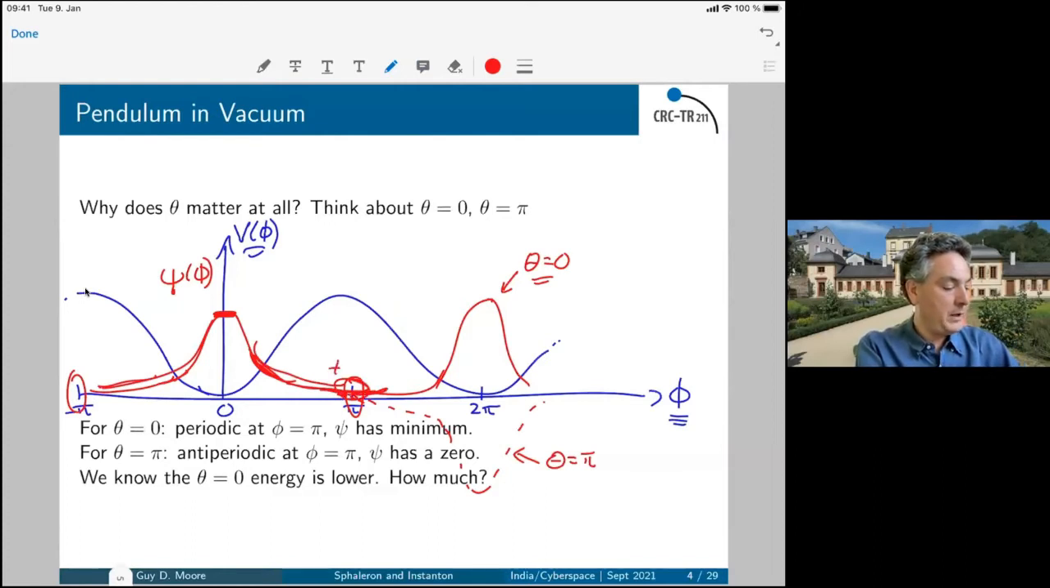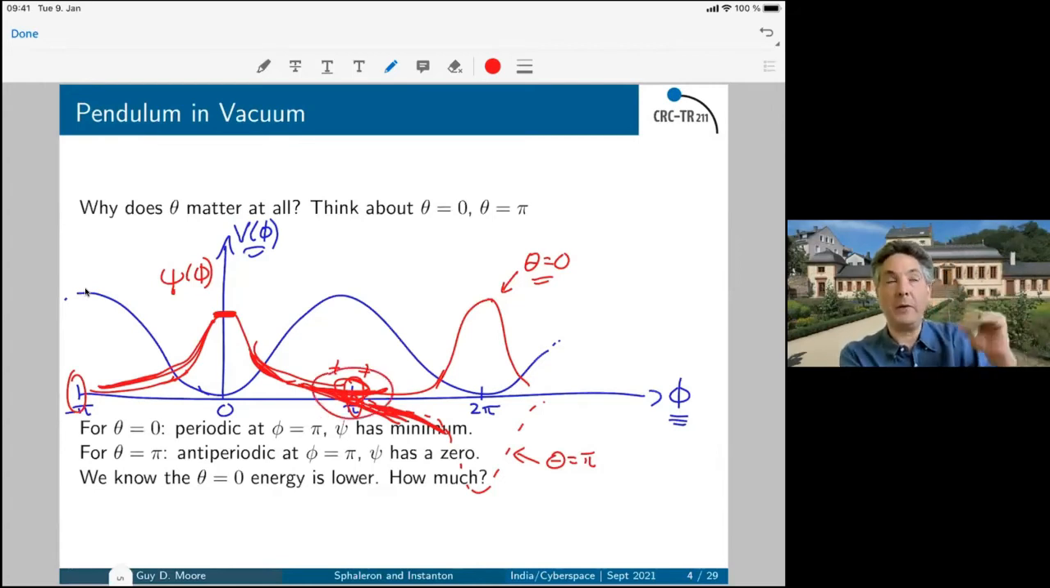it's positive here and it's positive there. But if theta is pi, then it has to match antiperiodically. If it comes down positive here, then that means that the image is negative. And that means that the function has to have a 0 here. And putting in that node in the function means that the energy will be higher. And the fact that the function is very small here means that this energy splitting will be small, but it's there. There will be a higher energy.